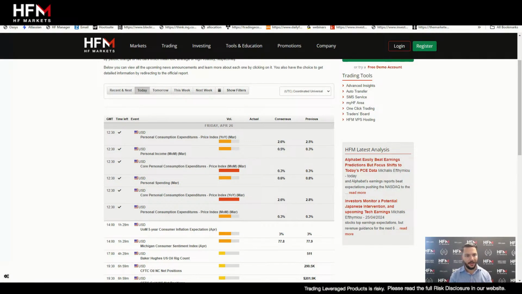There is still on the table the possibility of interest rate cuts, even if it's going to be a delayed interest rate cut. It may not be in June and July like previously thought, but even so, there still is a possibility of 2 to 3 interest rate cuts in 2024.